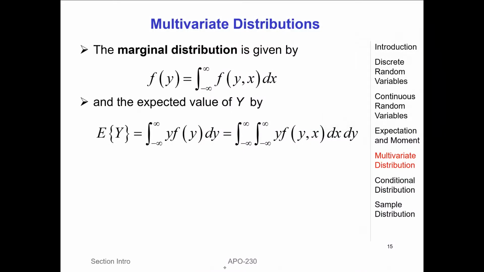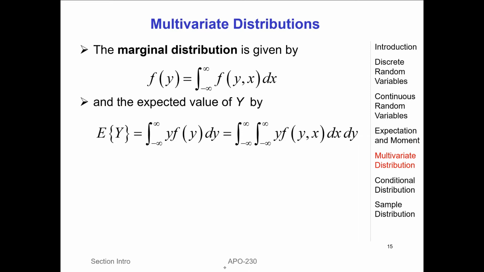All right, now we talk about multivariate distribution. And by that, we're getting closer and closer to what's relevant for our course. Now, what is that multivariate distribution? Well, it's just a fancy way to say we consider more than one random variable at the same time.